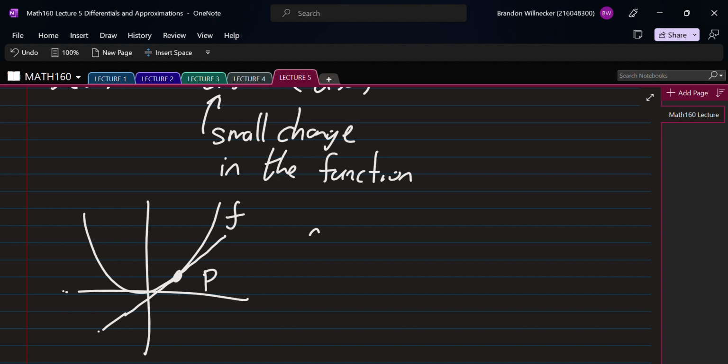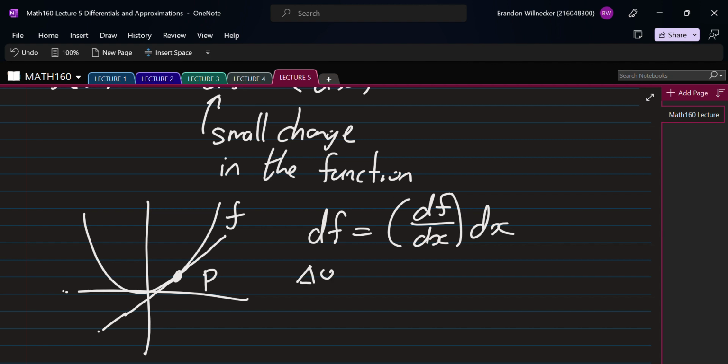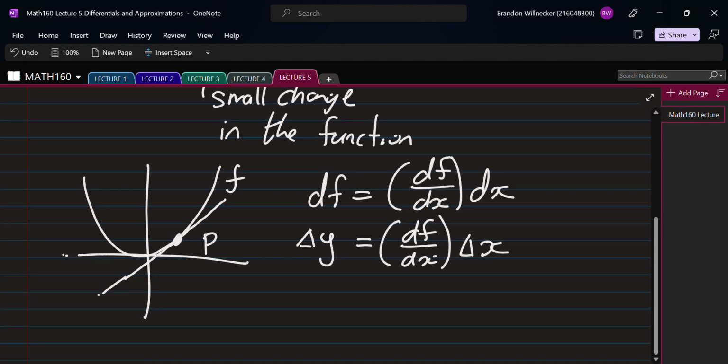First, let's write our df as df by dx times dx. This df and dx are infinitesimals. We take the limit and so on, but here we're going to replace that with finite changes. So instead of an infinitesimal df, we're going to replace this with a delta y. We keep df by dx, and the dx we replace with a delta x. Delta y is just the difference in two y values.